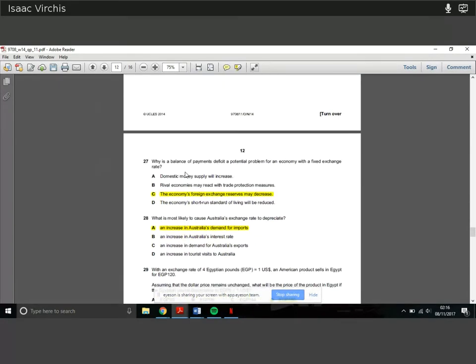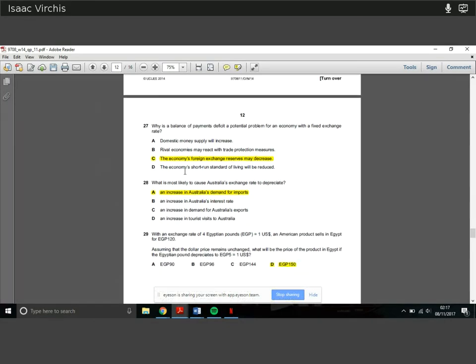Question 27. Why is a balance of payments deficit a major problem for an economy with a fixed exchange rate? Well, fixed exchange rates mean they can't freely raise and reduce interest rates for the country. If they have fixed exchange rates, they have to keep them stable, and they do that by often having to release foreign exchange reserves onto the market. So if you have a balance of payments deficit, you might get a decrease in your foreign reserves as you have to give them away in order to keep exchange rates stable. We're assuming they're not using their interest rates in this situation.